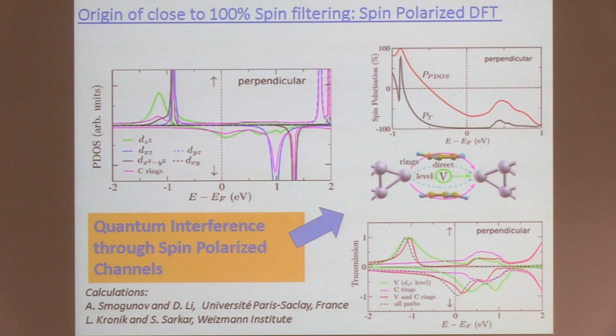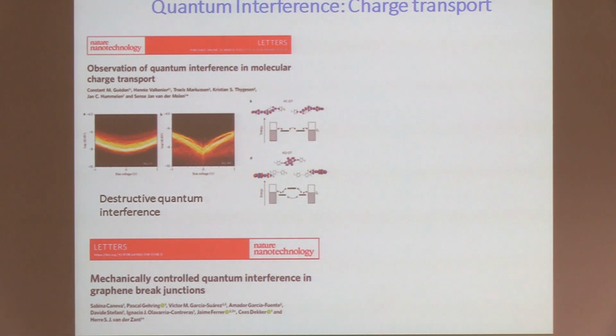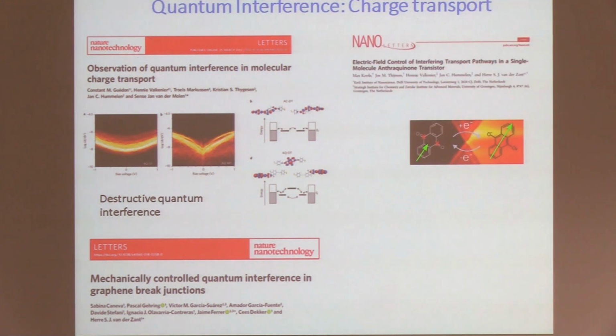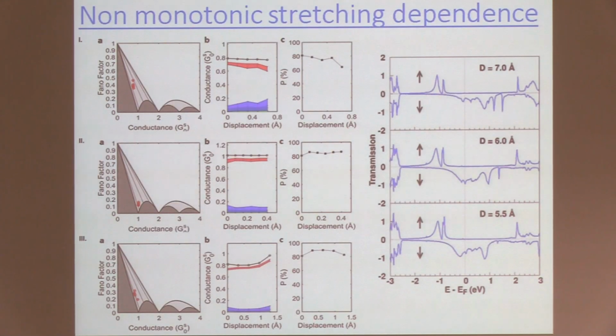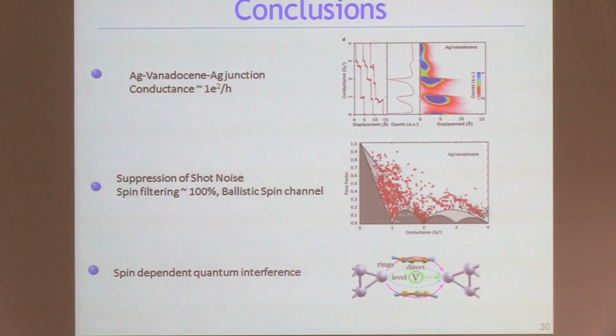Okay, so this quantum interference you already observed yesterday in Here's talk, and there are several papers which only talk about charge transport and quantum interference. Nobody talks yet about spin resolved quantum interference and spin transport. I guess this is the first observation of spin dependent quantum interference in this work. We also observe non-monotonic stretching dependence of the spin polarization, and I'll come to the conclusion of this part.